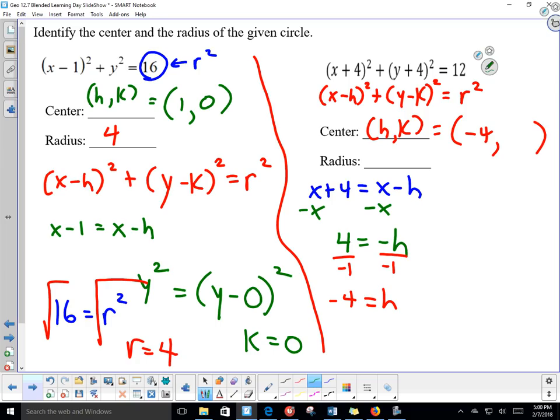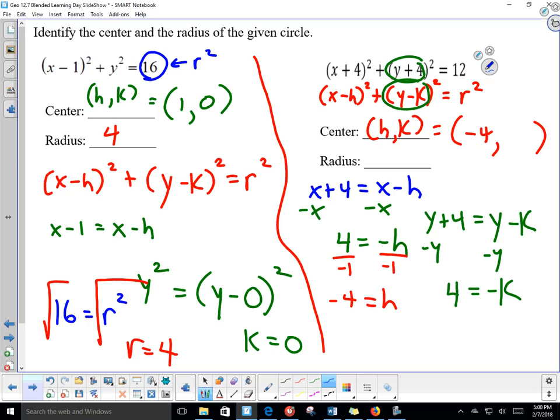We know that the y + 4 here has to be equal to the y − k. So I can set y + 4 equal to y − k, subtract y from both sides, and I would get 4 is equal to negative k. Divide both sides by negative 1 to get k by itself, and we get that k is equal to negative 4. So my center is (−4, −4).